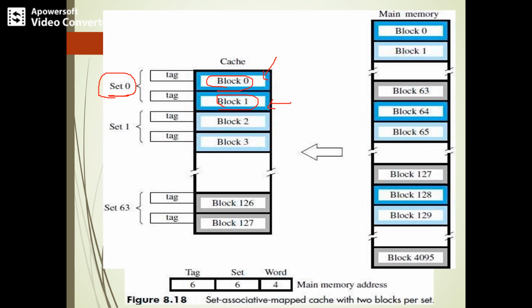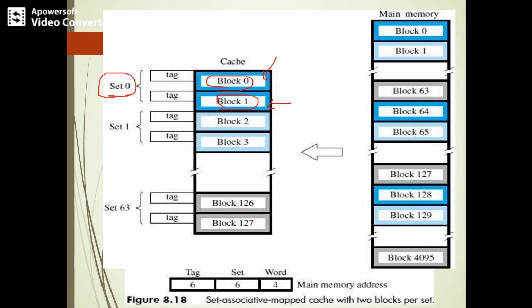So therefore, to some extent the contention problem is resolved now. We can overcome the contention problem. That means if I need to map one respective block to set 0, I have the option that we can either map to block 0 or block 1. So an example of this technique is considering two blocks per set.